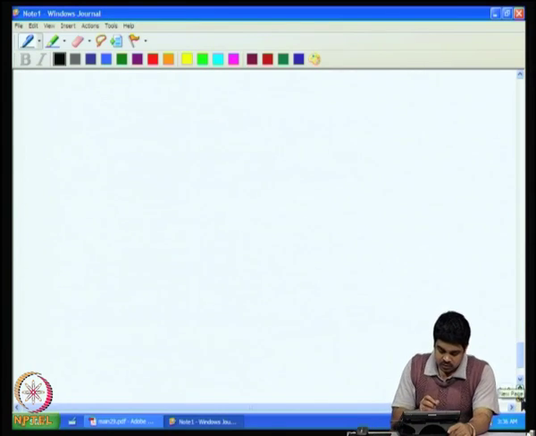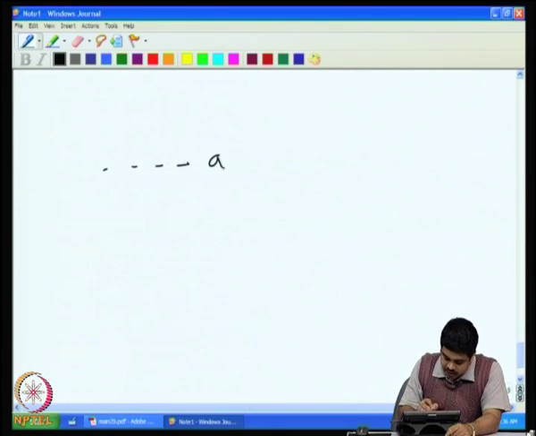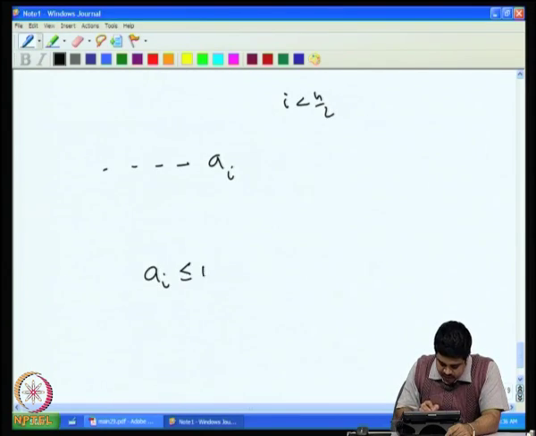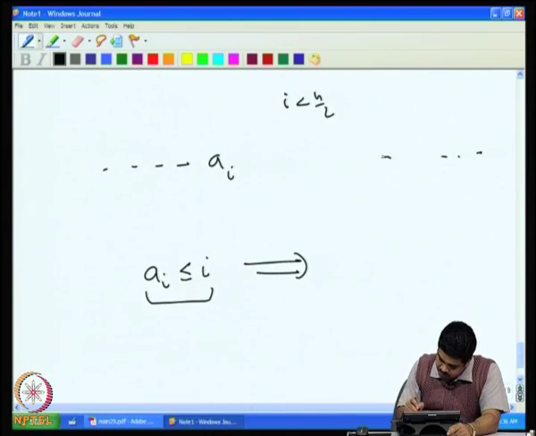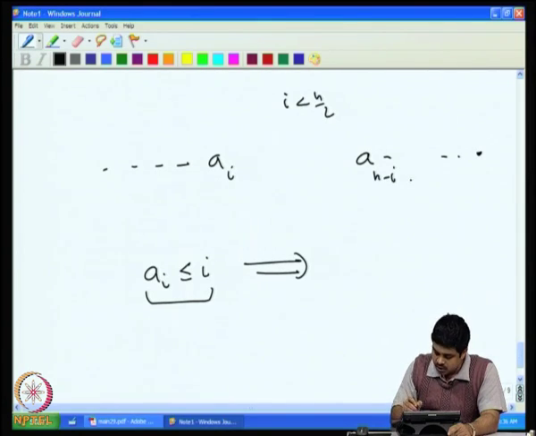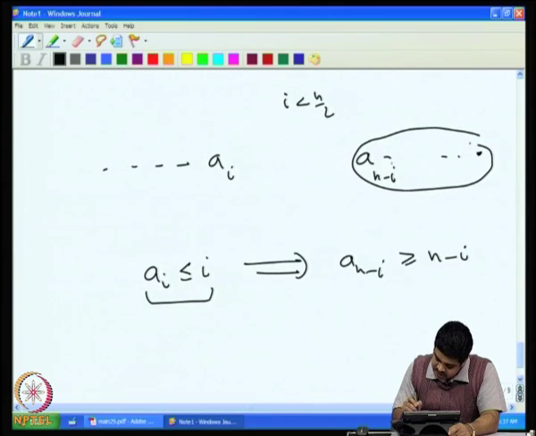In general, you take the ith number here, where i has to be strictly less than n by 2, and if it so happens that a_i is less than or equal to i, then we should have, counting from this side, the (i+1)th number, namely a_(n-i), greater than or equal to n minus i. In other words, here we should find at least i plus 1 numbers which are greater than or equal to n minus i.